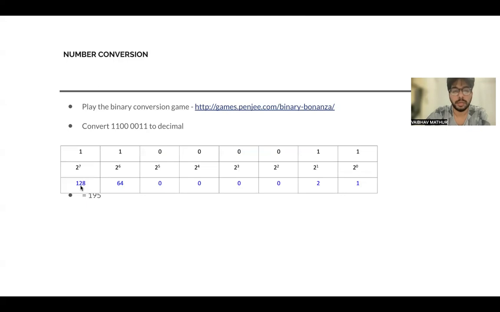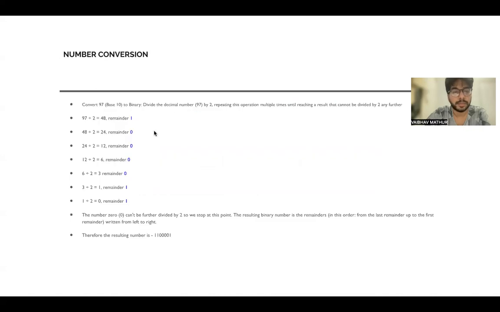So here we got 1 times 2 to the power 7, which is 128, 2 to the power 6 times 1 is 64, 2 to the power 5 times 0 is 0, anything times 0 is 0. So all these are zeros. This is 2, this is 1. And now we add all of them. This number, 11000011, looks like a very long number, but it only means 195. So this is how we convert them.